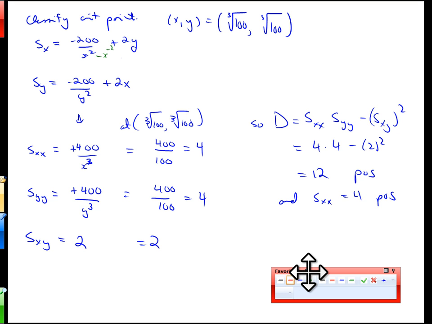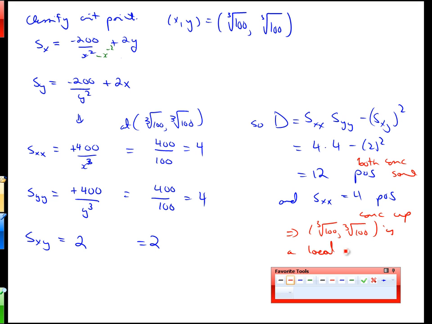And again, remember that mnemonic, or that system for classifying these. This is both concavities the same. When my discriminant value here is positive, that means my product of concavities ends up being positive, so they're both the same. And this tells us that in the x direction, we have a concave up. Together, that tells us that the point, cube root of 100 for x and y, is a local minimum for the surface area.